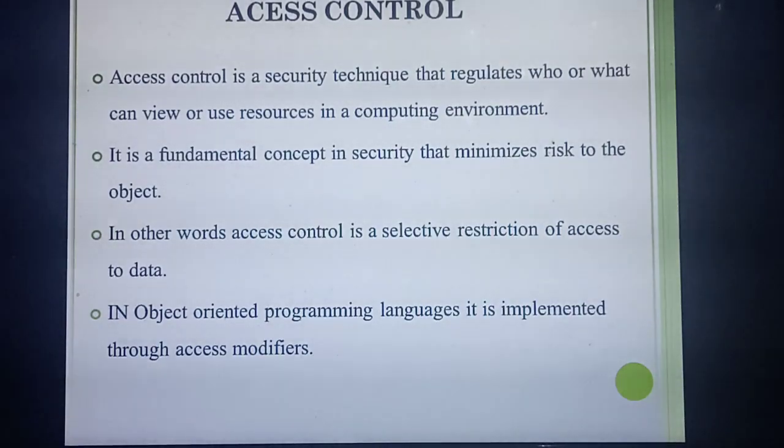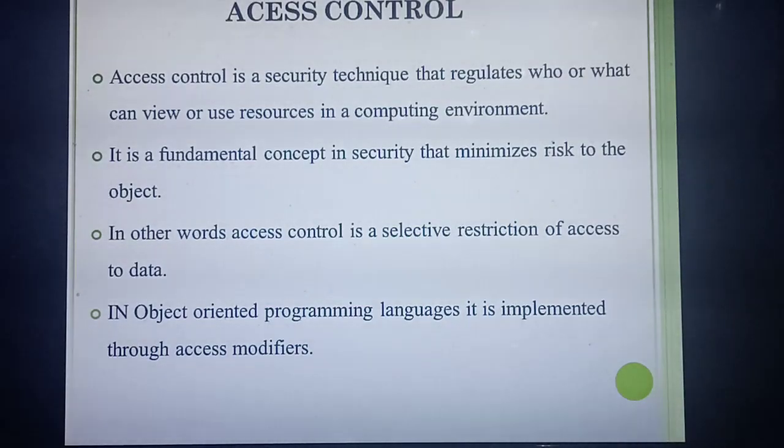Isn't it? So only they are telling in object oriented programming. So the same concept, access control, is using which one? Access modifiers. So what are the access modifiers you have studied? Public, private and protected. Okay. So what do you mean by access control? It's a security technique. So what's the use of the security technique? Who can use the resource? Okay. So it will minimize the risk for accessing the object.